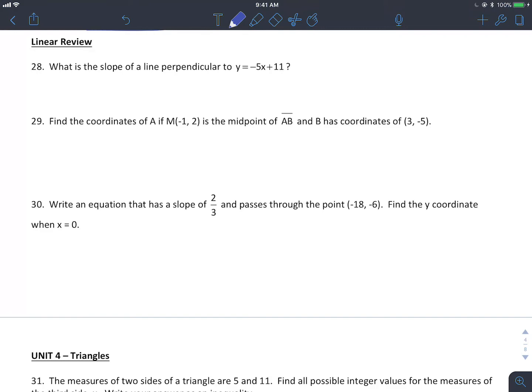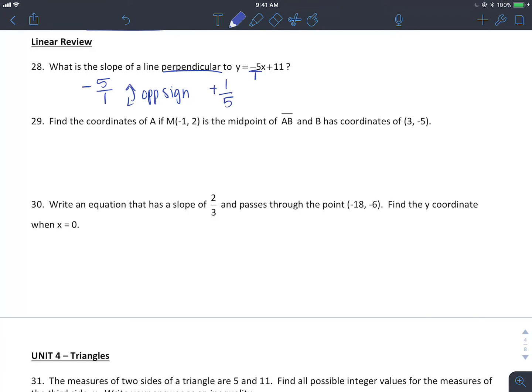So, what is the slope of the line perpendicular? Our slope right now is -5 over 1. It is understood that it is over 1. Perpendicular means we are going to flip it and change the sign. So that means we're going to have a positive 1 over 5.